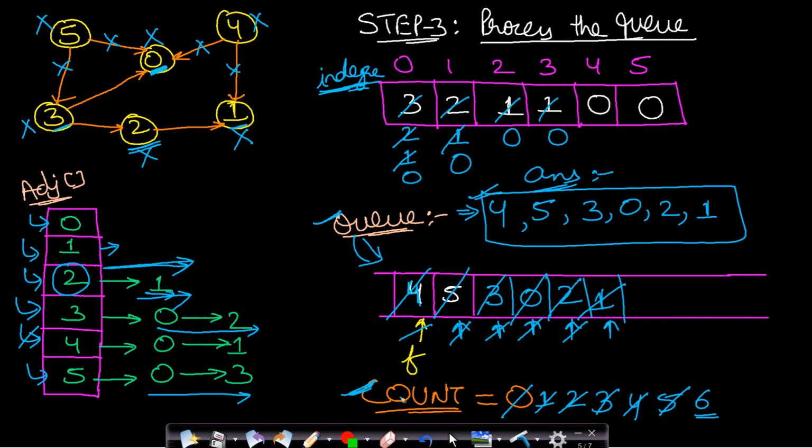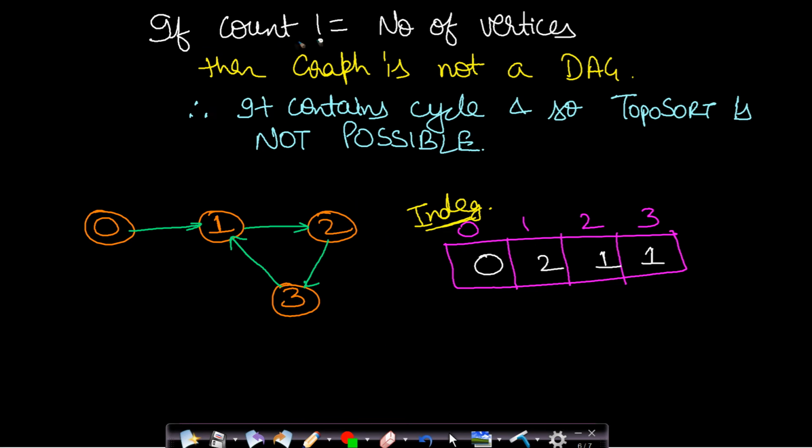Okay, now we will see why did we use this count. So if count is not equals to the number of nodes present in graph, then the graph will not be a directed acyclic graph, and therefore we will just return false, that is topological sort cannot be found. And why is it true? If count is not equals to number of vertices, then graph is not a directed acyclic graph. Therefore it contains a cycle, and so topo sort is not possible.